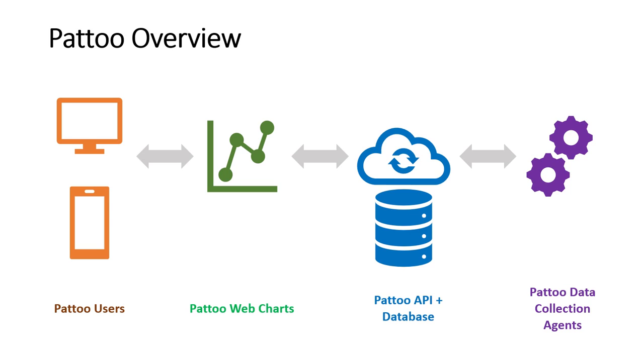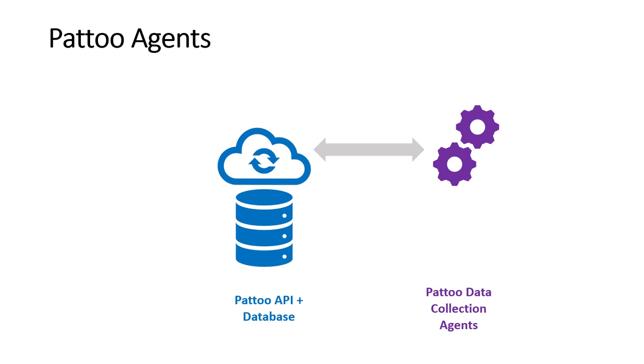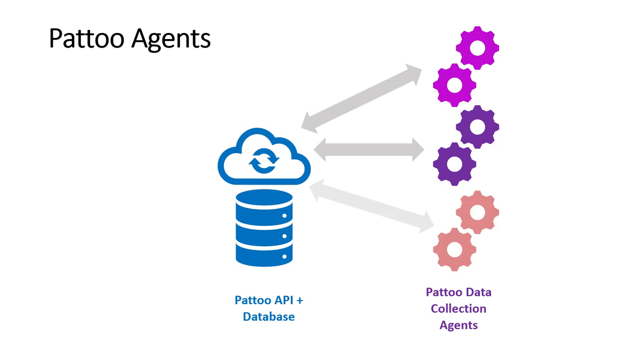And then from there, Pattoo users can visit a well-known web page to see the charts of the data that the agents have previously posted. So there are different types of agents that can be created. And as you can see here, the agents have some amount of interaction with the Pattoo API and database. But that doesn't mean that there's only one type of agent. There can be many different types of agents that could be posting data.